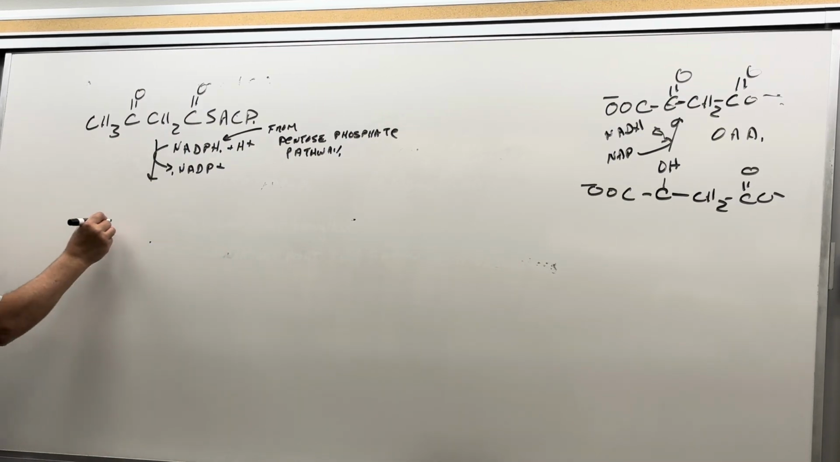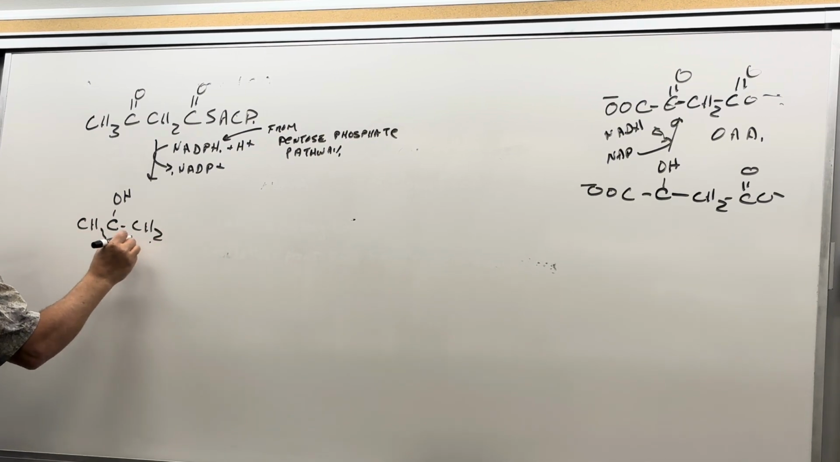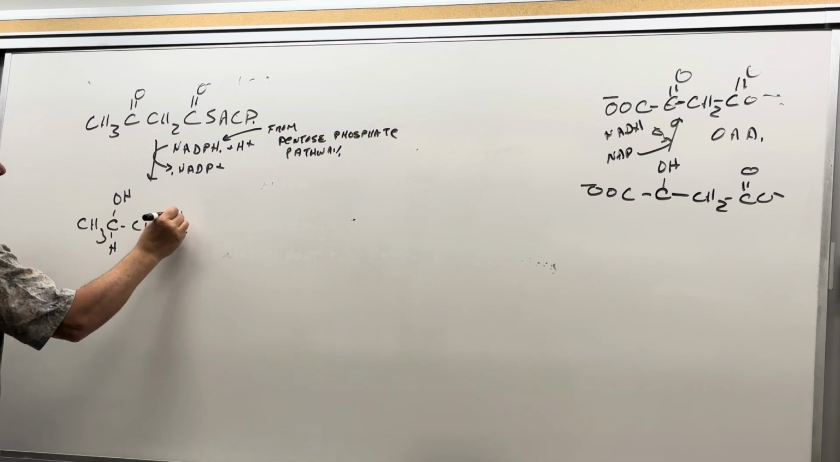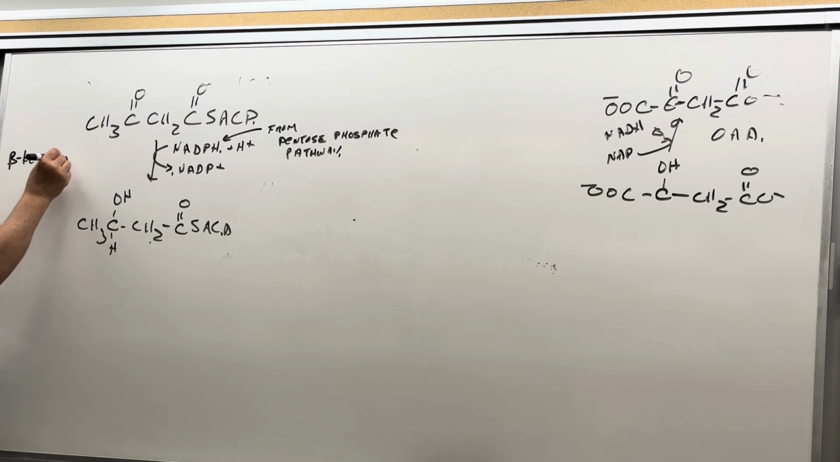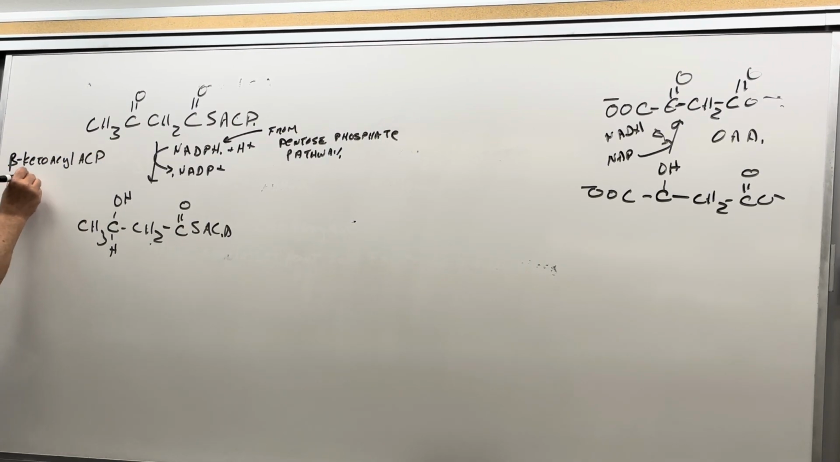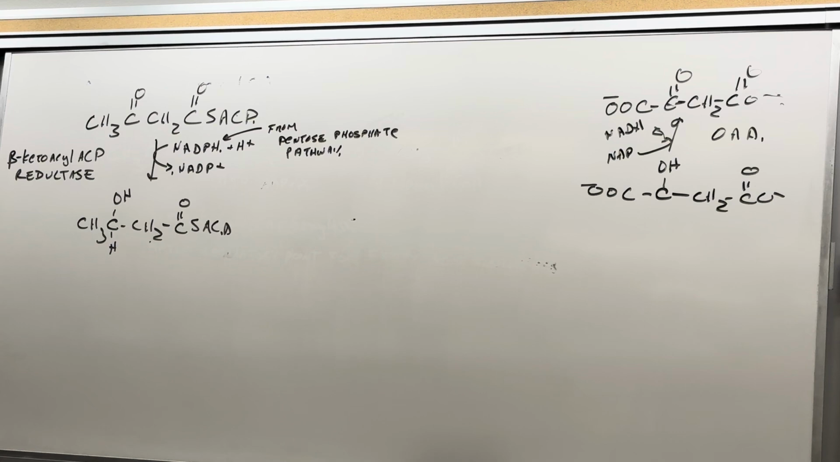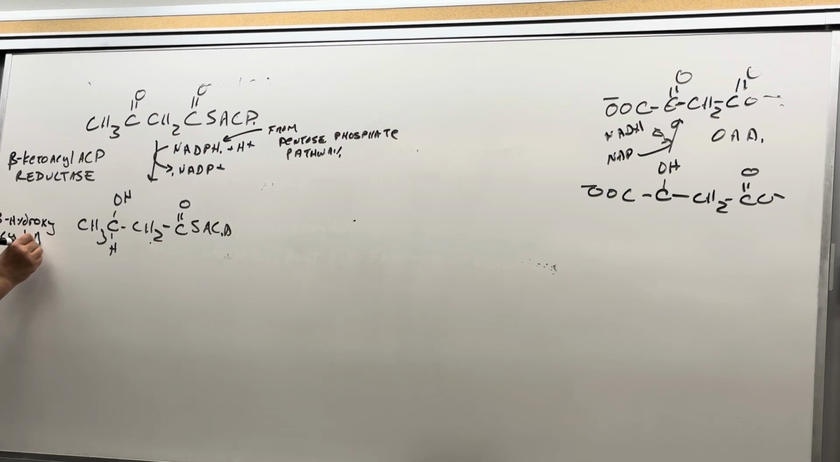Okay, so now what we're going to do is we're going to make the alcohol here. This enzyme is beta-keto-acyl ACP reductase. And now this is beta hydroxy acyl ACP.